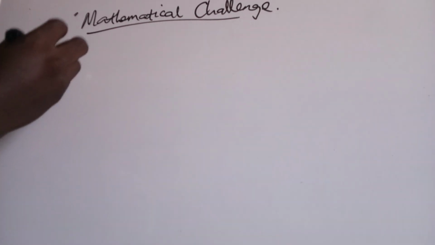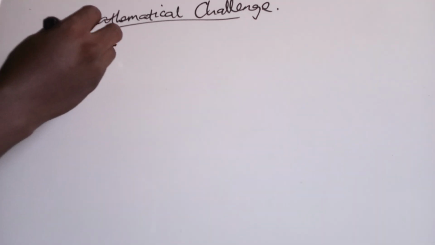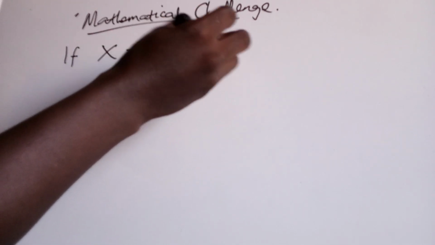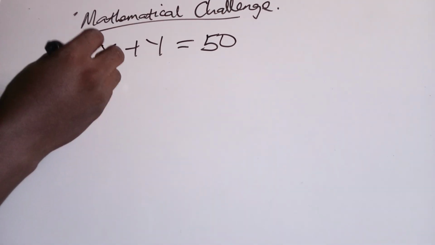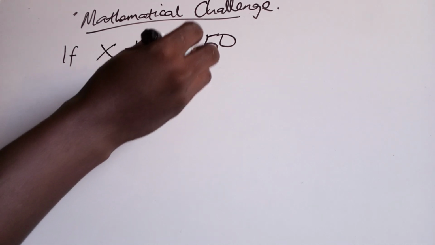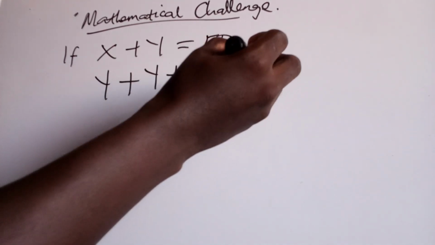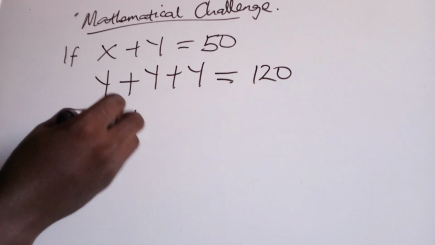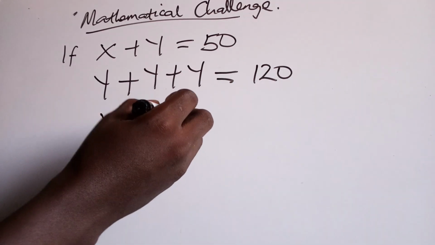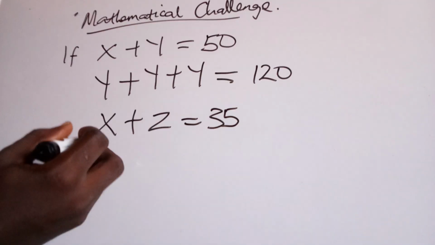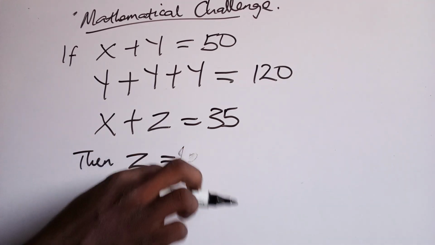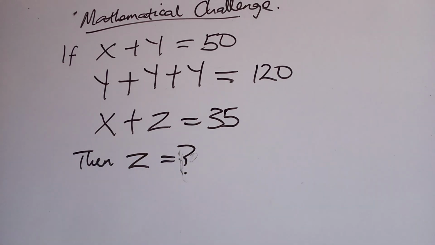The challenge says if x plus y equals 50, and we have y plus y plus y, which is equal to 120, then x plus z equals 35, then z equals, what's the value of z? Z equals what?